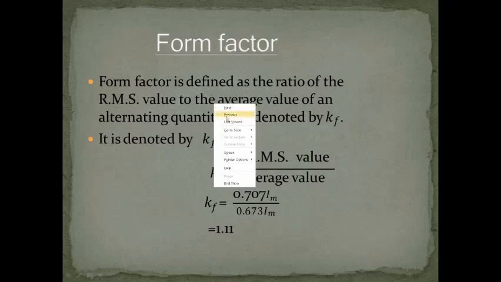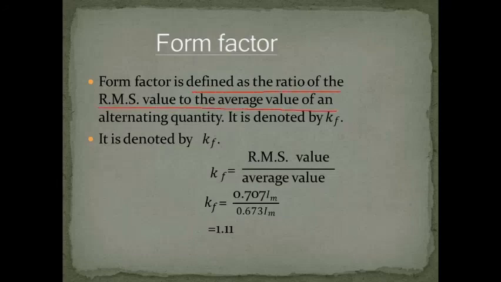Move on to the next definition. Form factor. What is form factor? It is defined as the ratio of the RMS value to the average value of an alternating quantity. It is denoted by Kf. From the definition, we write the mathematical equation: Kf is equal to RMS value upon average value. We derived the average value and RMS value in the previous slide, considering a fundamental AC signal.